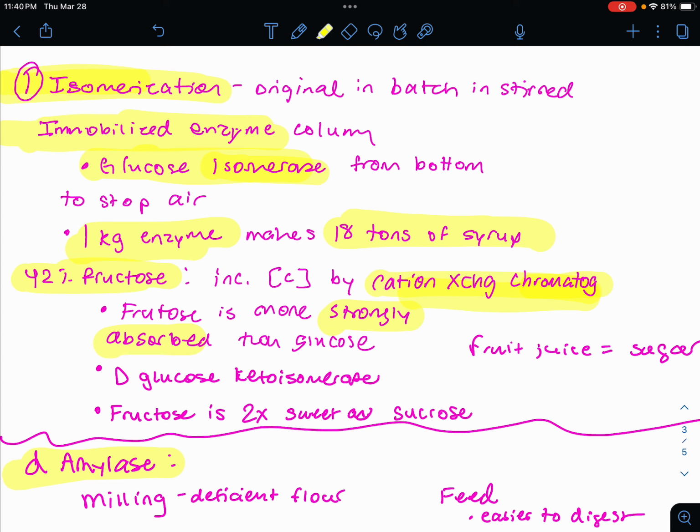Alright, sorry about that. Okay, you're going to be using, again, glucose isomerase, so it's actually D-glucose ketoisomerase. And, again, glucose and fructose are isomers of each other.